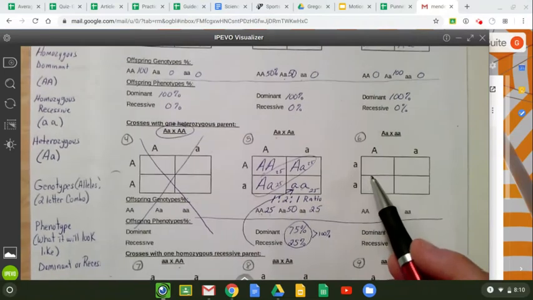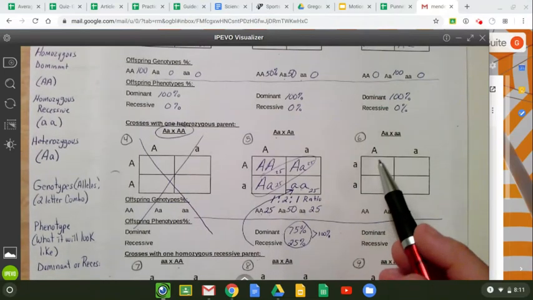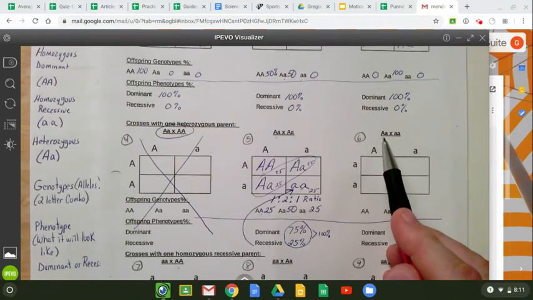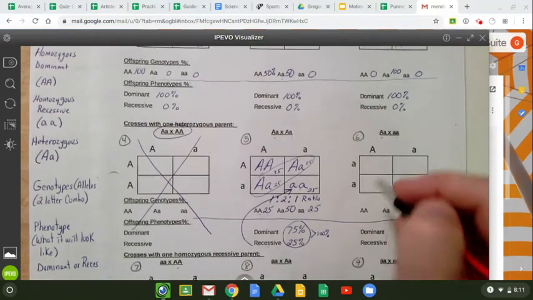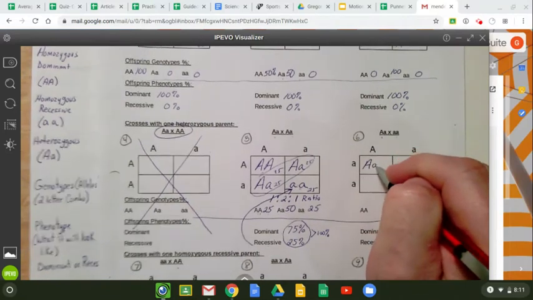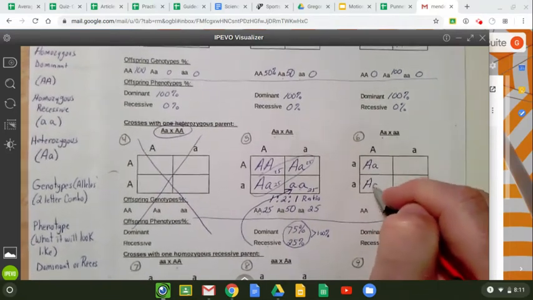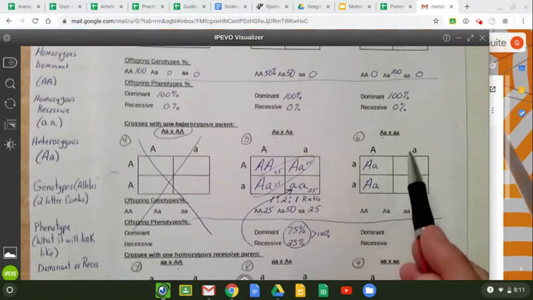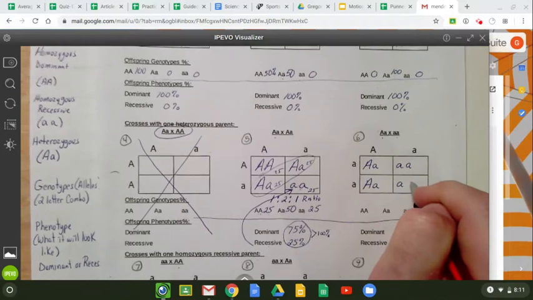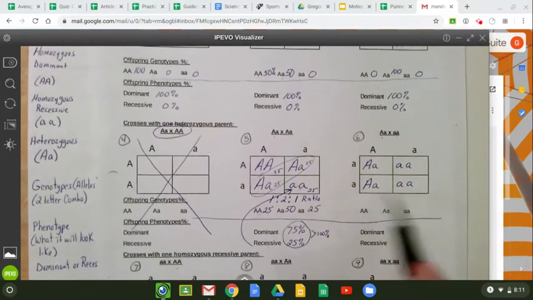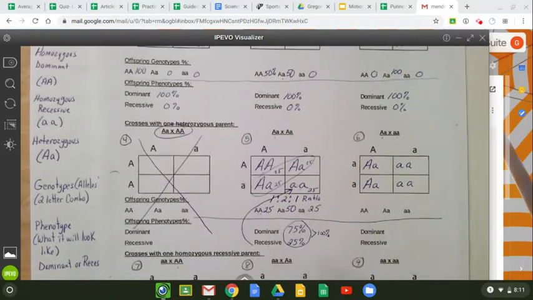All right, our next cross, we're going to cross a heterozygous with a homozygous recessive. Just for time constraints, I'm going to speed it up. I'm going to fill in the block. By now, you should know how to fill in each square. You get 1 from the top, 1 from the bottom. It's like reading a graph.